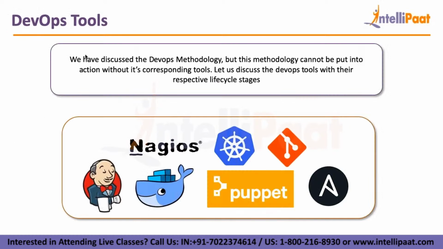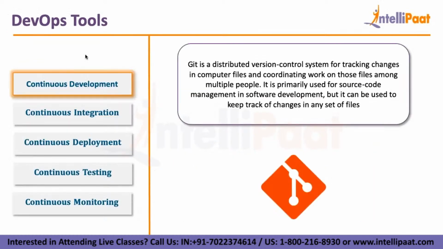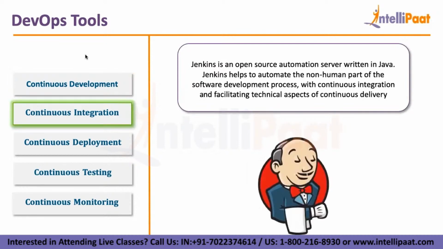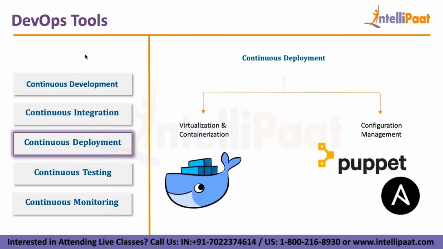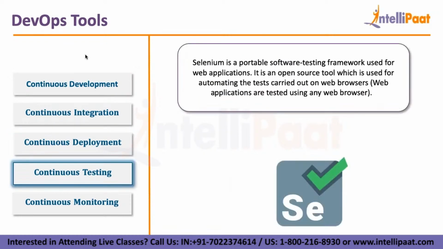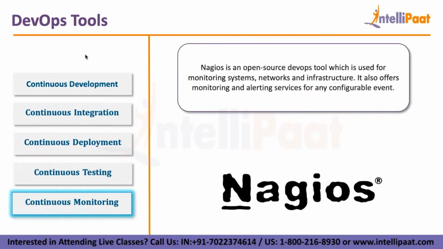Okay, so these are the tools, guys. For continuous development, we are going to teach you Git. For continuous integration, we are going to teach you Jenkins. For continuous deployment, we are going to teach you Docker, and we're going to teach you Puppet and Ansible. For continuous testing, we're going to teach you Selenium. For continuous monitoring, we're going to teach you Nagios. And finally, there is one more tool that we have added, which is called Terraform, which is infrastructure as code, which is a very new concept and is asked in every DevOps interview these days. That is also something that we are going to cover in the course from module 2 onwards.